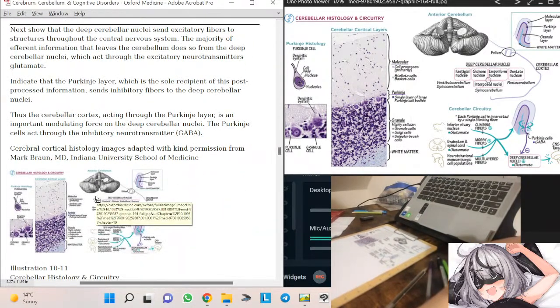Next, show that the deep cerebellar nuclei send excitatory fibers to structures throughout the central nervous system. The majority of efferent information that leaves the cerebellum does so from the deep cerebellar nuclei, which act through the excitatory neurotransmitter glutamate.